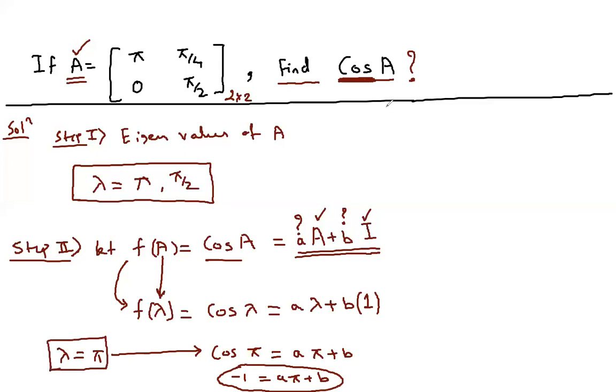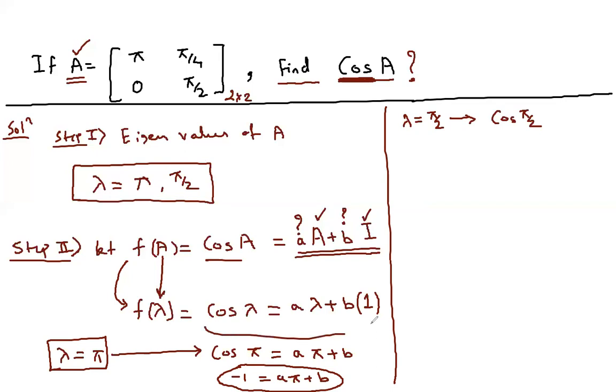Now that's one of the eigenvalues. Let us put one more. So let us put lambda is equal to pi by 2. That's our second eigenvalue here. And that gives me cosine of pi by 2. I'm substituting here, right? So cosine of pi by 2 is equal to a times pi by 2 plus b. Now we all know cosine of pi by 2 is just 0. So this value will become 0. This is a pi by 2 plus b.